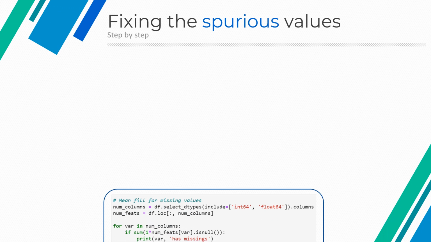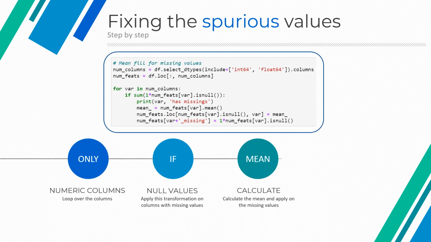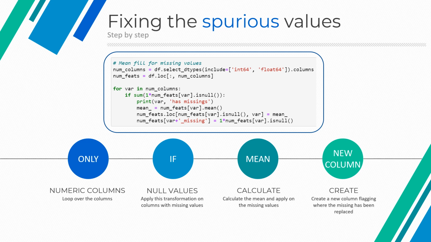How do we fix these problems? Let's do a step-by-step solution for the numerical values. This is a complete chunk of code we use in this case, but let's go line by line. First, we define a vector with the column names that are of type integer or float, in other words, columns that are numbers. Then we go across all those columns using a for loop.